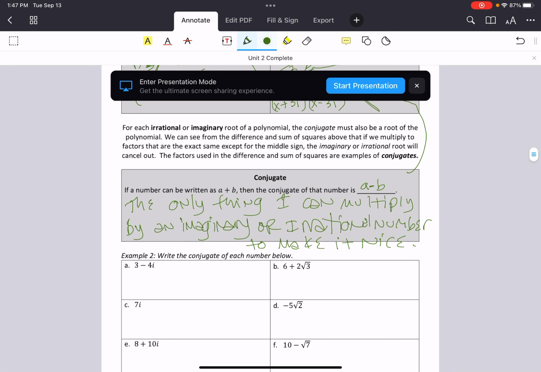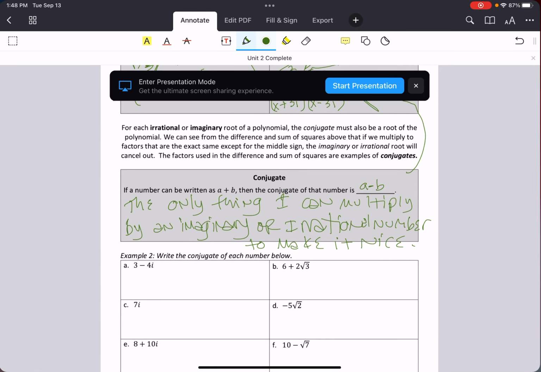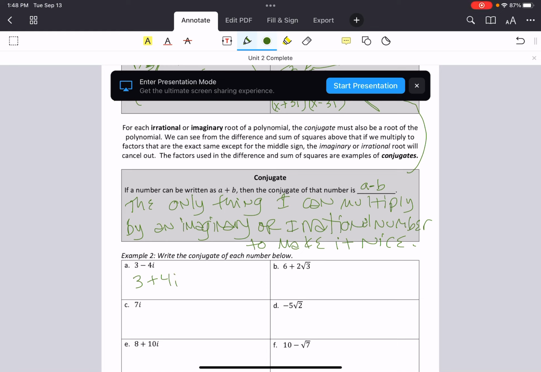What's the conjugate of 3 minus 4i? The 3 is the A, the negative 4i is the B. So what's the conjugate? 3 plus 4i. There we go. Good. What's the conjugate of 6 plus 2 root 3? Very good. What's the conjugate of 7i? Very good. The A is like 0 in that case. You guys are doing great.